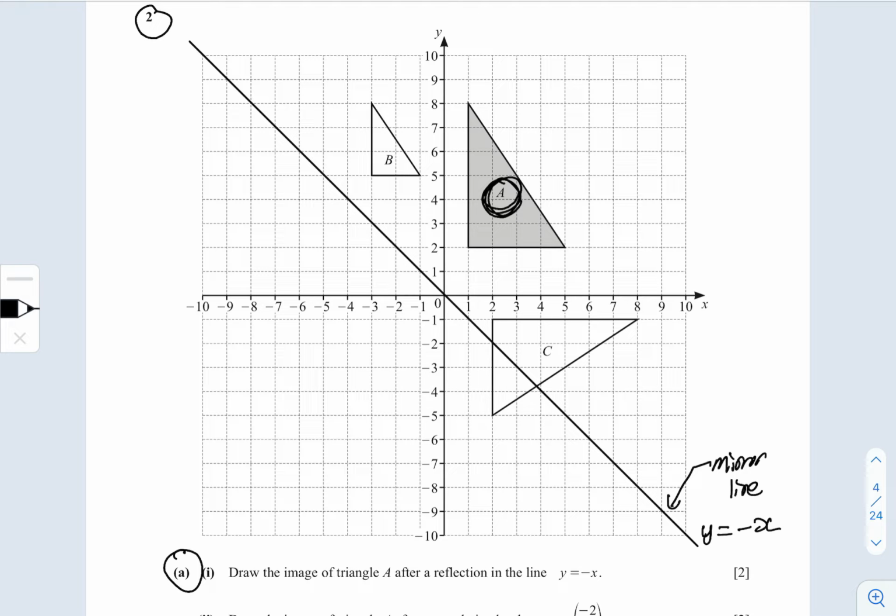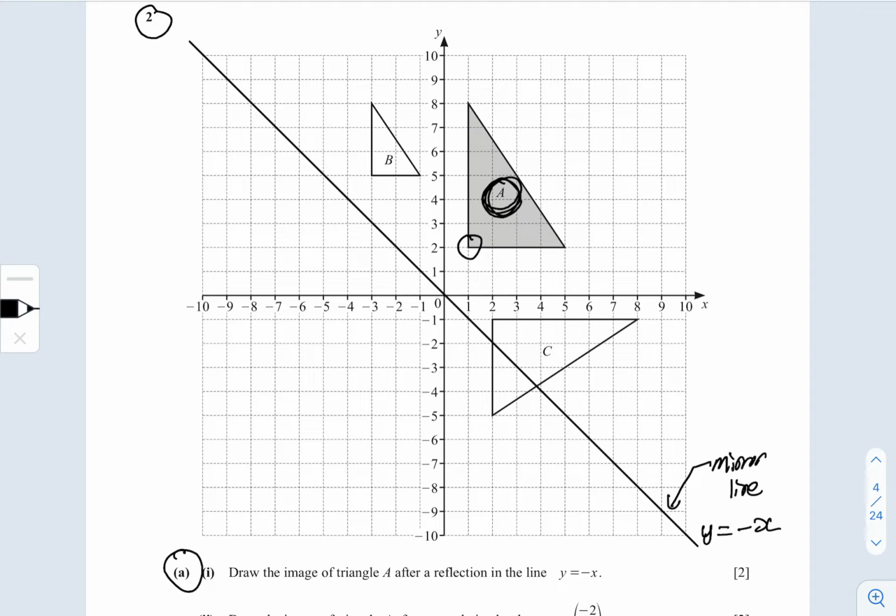So because of the mirror line that we have with y equals negative x, every value in the existing triangle A will become, if it's positive, it will become negative, and x will become y. Likewise, y will become x.